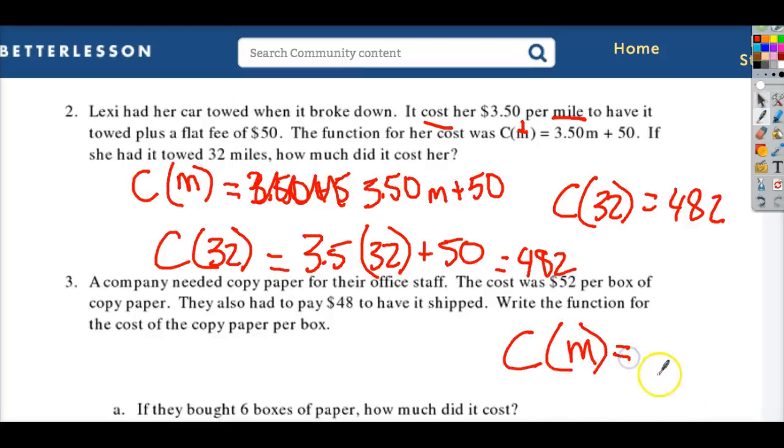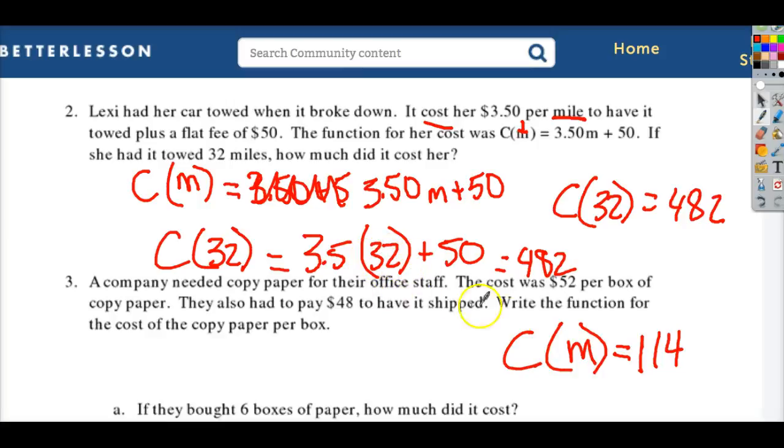All right, if I were to ask you what does C of M equals 114 mean? That means the cost for driving how many miles is going to be $114. Say I have $114 and you're wondering what the cost for driving that amount of miles would be, right? How many miles does it take to get to $114?